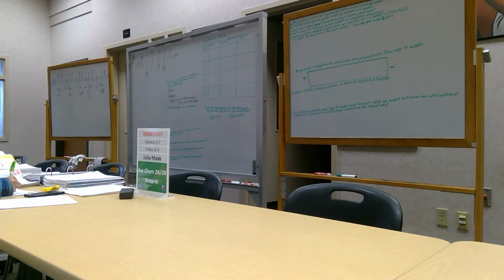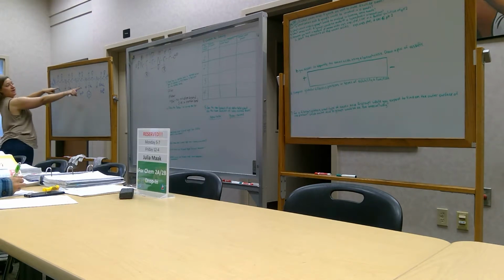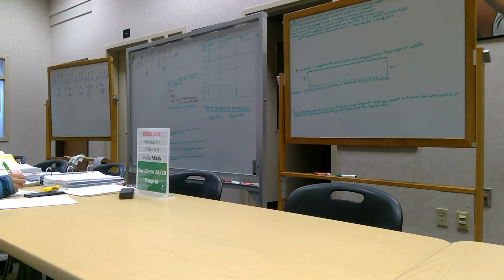So what's my net charge on this thing? 0. Because I have a positive and a negative, and a positive and a negative. So I guess this protein would be at its isoelectric point. Does that make sense to you guys, how I did that? Why do you have the charges?